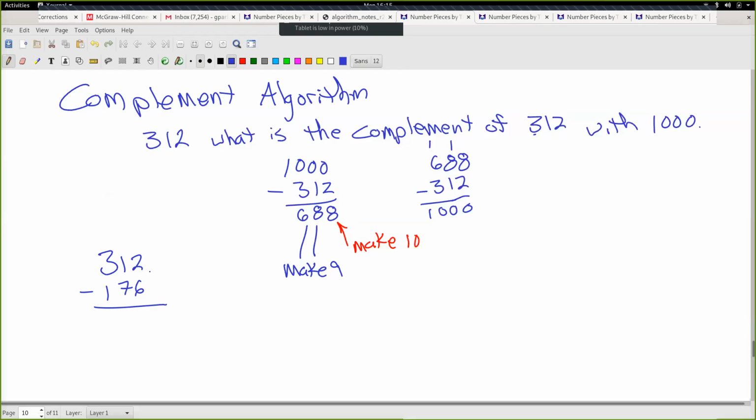All right, so, oops, I think I just did this backwards. Hang on, let me wrap my mind around this. I did. I want to do the complement of 176. That's okay. Give us practice.